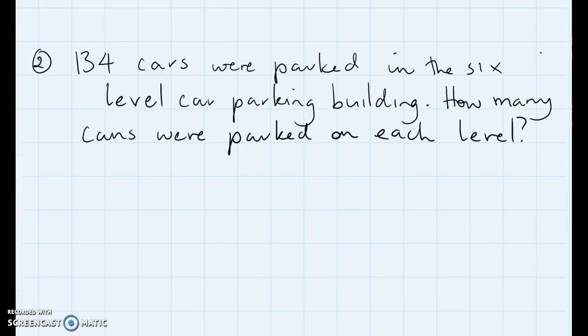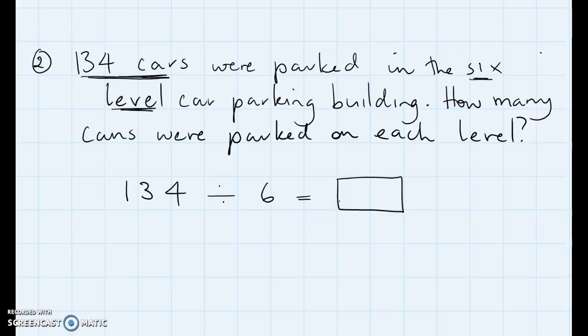Okay, our second example. 134 cars were parked in the 6-level car parking building. How many cars were parked on each level? Let's look for clues. 134 cars. There are 6 levels. Okay, so that would be 134 cars divided by 6 levels equals, we don't know how many cars were parked on each level. Oop, not cans. That would be cars.